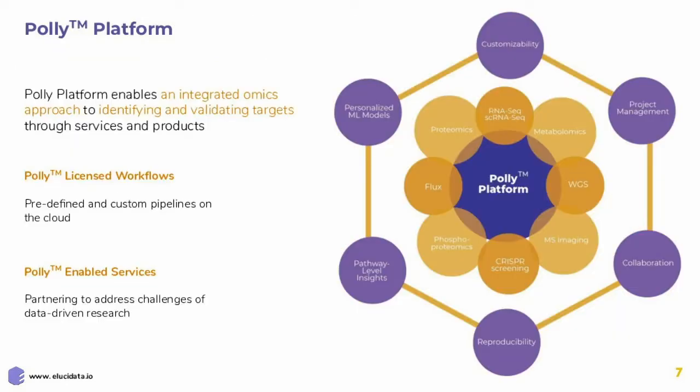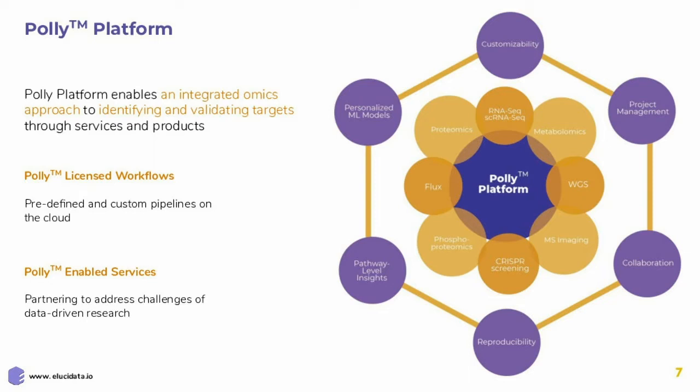So the outcome of all our work in the last 3.5 years has resulted in a platform which we call Poly. Poly is a cloud-based platform that enables an integrated omics approach in any lab to specifically identify and validate targets. We offer Poly as a licensable workflow where you can license any of these workflows and use it for your own discovery needs, much like in a DIY mode. You can also hire scientists at Elucidata to use Poly on your behalf, which is what we call Poly-enabled service.